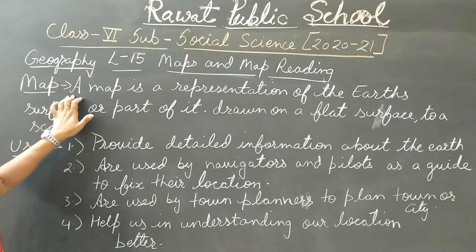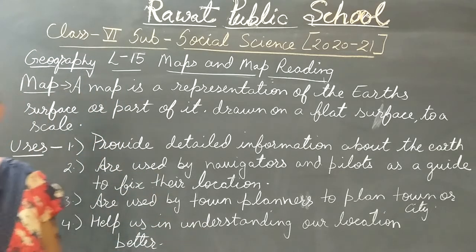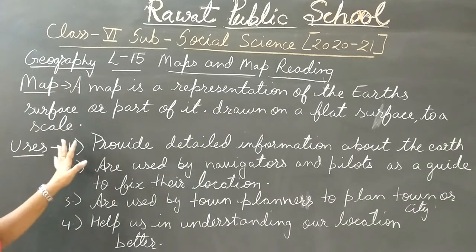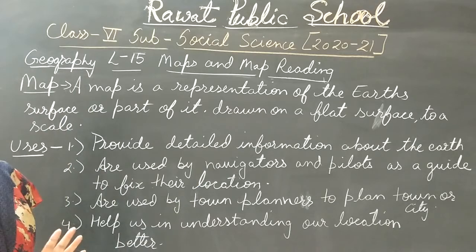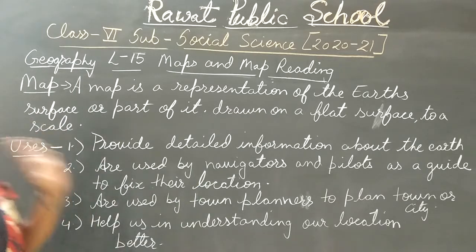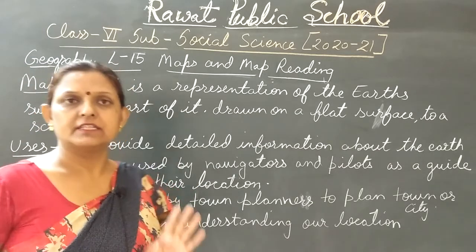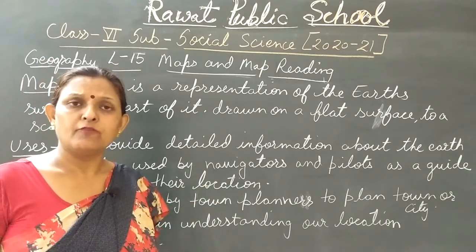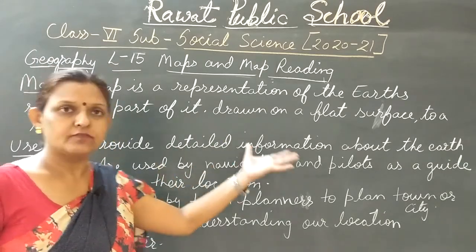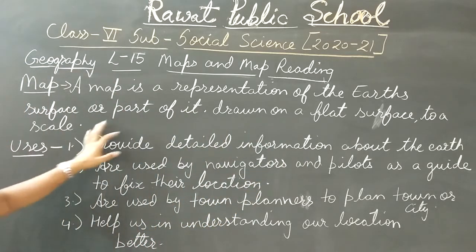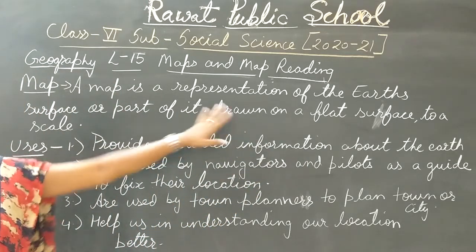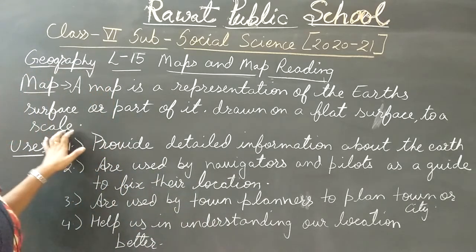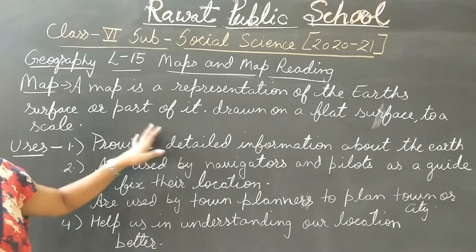Now what are maps? A map is the representation of the earth or part of it drawn on a flat surface to a scale. Again, what is a map? Maps are the representation of the earth. It can be a map of the whole earth or any part of the earth drawn on a flat surface. Maps are always drawn on a flat surface to a scale; this is the definition of a map.